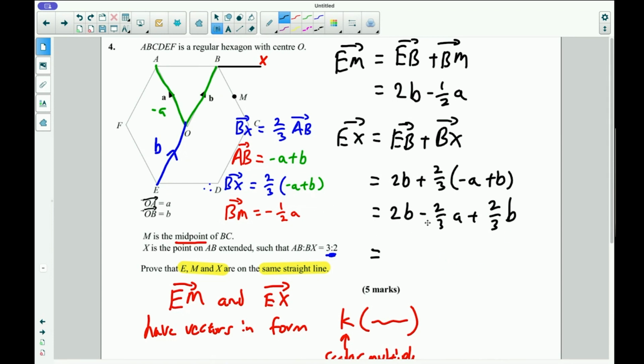And we can simplify this. We can change this 2b into a common denominator with the 2/3 b. So that's going to be, what is that, 6/3 b plus 2/3 b. And I'm just going to move that 2/3 a to the end here. So this gives me 8/3 b minus 2/3 a.